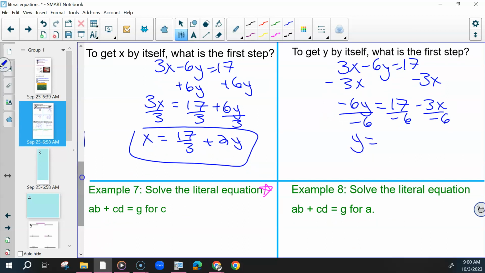We have y equals -17/6 plus 1/2 x. Make sure your negatives are either in your numerator or out front, not in your denominator. Do we have any questions about that one?